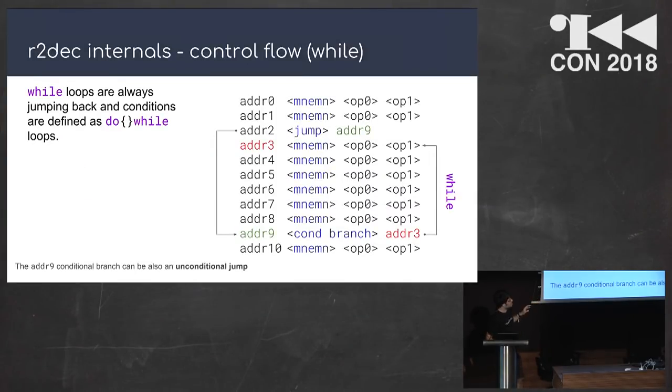So how does control flow work? This is how I detect control flows. It's not just a simplification of the whole loop. For example, for a while, you will have this nice output: your address 0, your mnemonic, and so on. At a certain point, you have a jump at address 2, which jumps to address 9. Then at address 9, you have a conditional branch. You might also have an unconditional jump, but either way is fine.